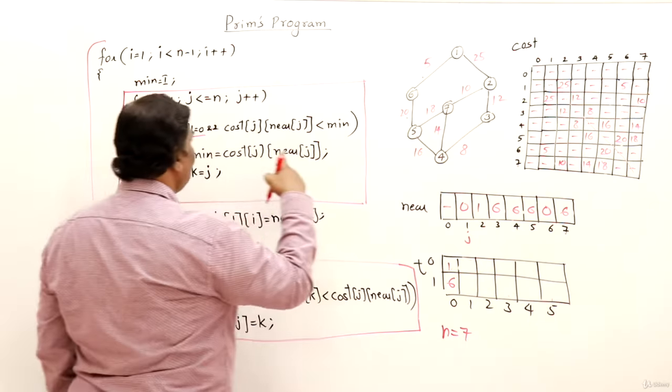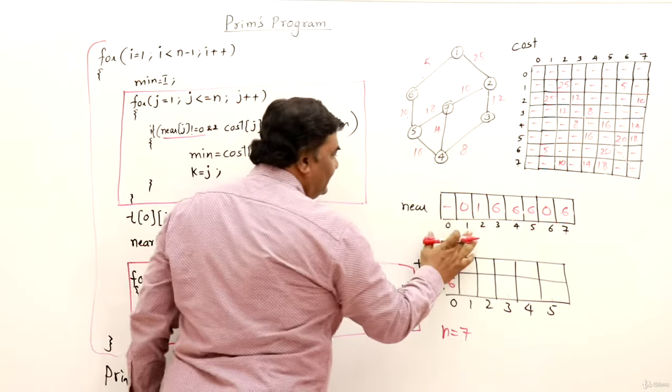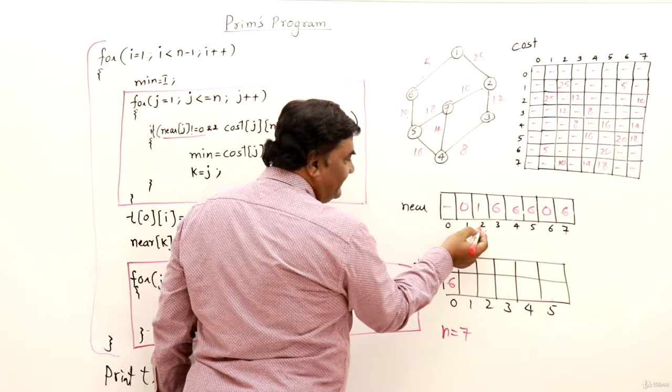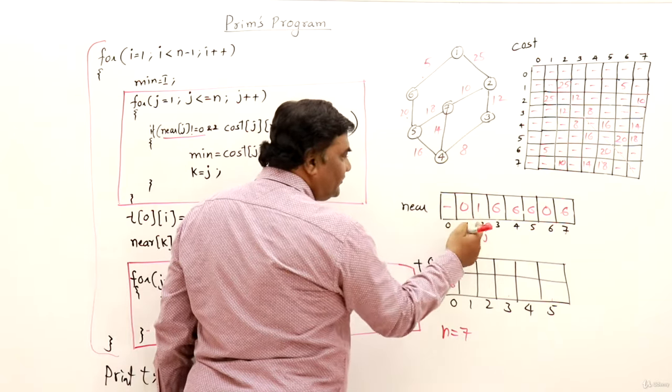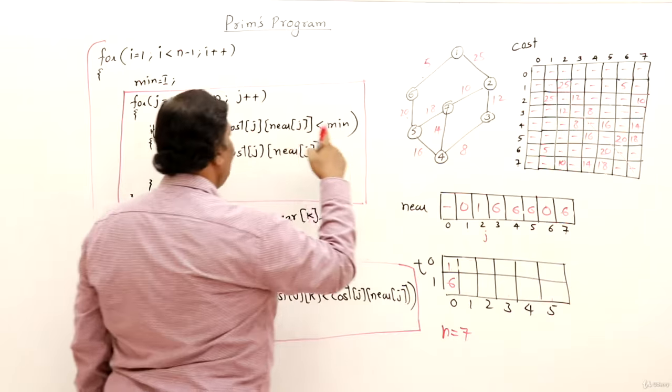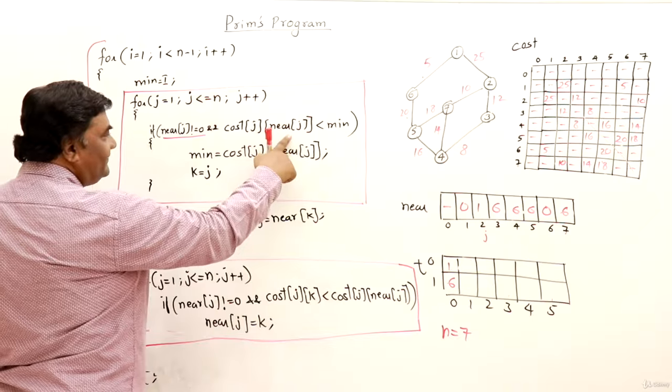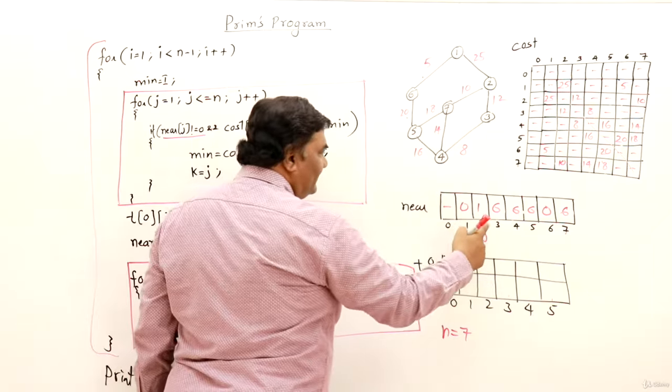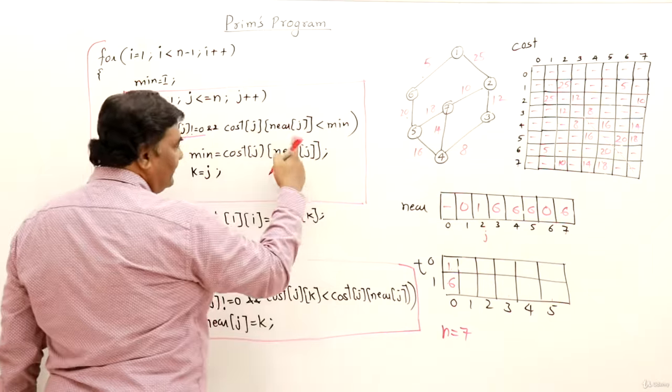And near of j is 0. Don't take it. Then this is j is 2, and this is near of j, so 2, 1. We have to find out the cost of j and near of j. So this is the meaning: j comma near of j, that is j and near of j.